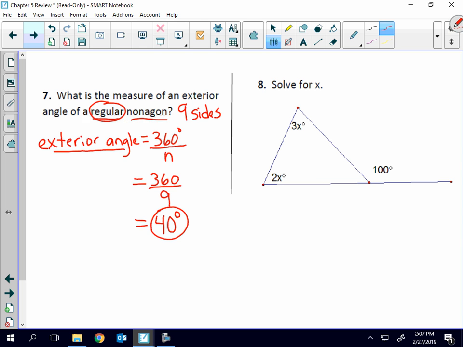And of course, just to show you a picture real quick, an exterior angle is when it comes out here. It's this angle here. That's all they're talking about. Of course, that's not a nonagon, that's a triangle, but I'm showing you what it looks like. So we didn't talk about that too much. But we did do stuff like problem number 8, where we have to solve when we have two interior angles, right? These are inside the triangle, and we have one exterior angle.